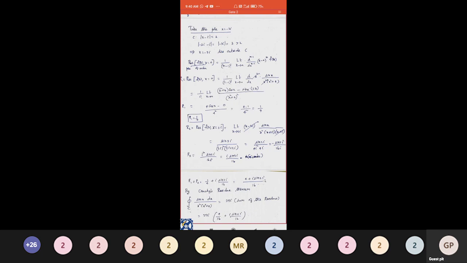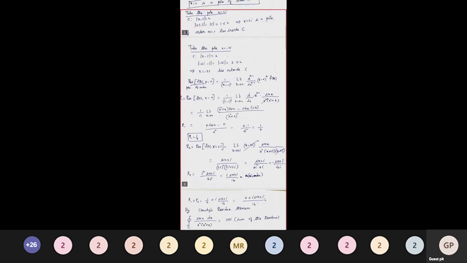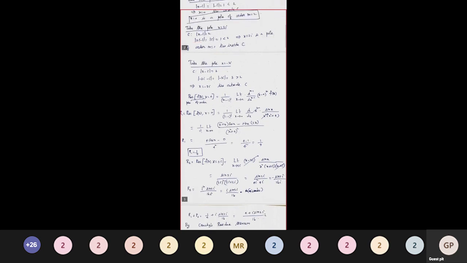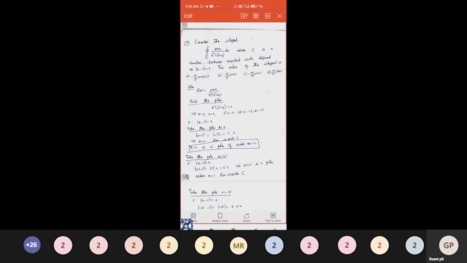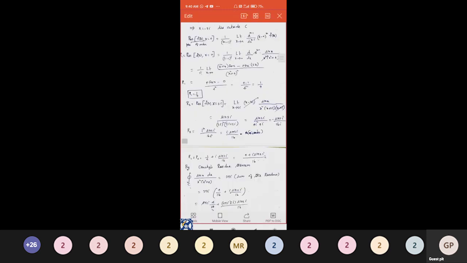Now, if you want a further simplification, you can convert minus 1 as i square. So your R2 becomes i square sin 2i by 16i. Now, i cancels with i square in the numerator, so you'll get i sin 2i by 16. Now you can add both the residues, the sum of the residues, which is 1 by 4 plus i sin 2i by 16. Now you take the LCM and find the answer. The LCM will be 16. So the first term numerator becomes 4, and the second term is i sin 2i, divided by the common denominator 16.